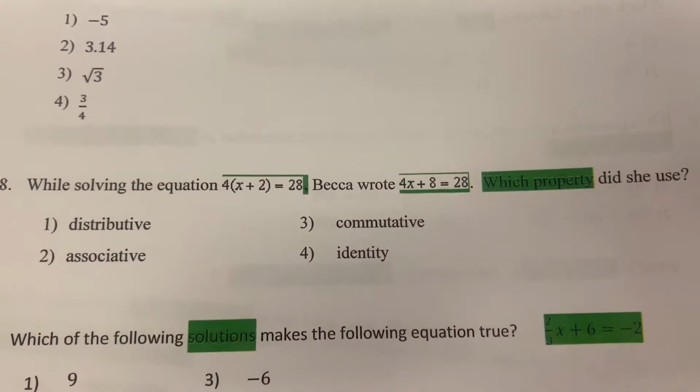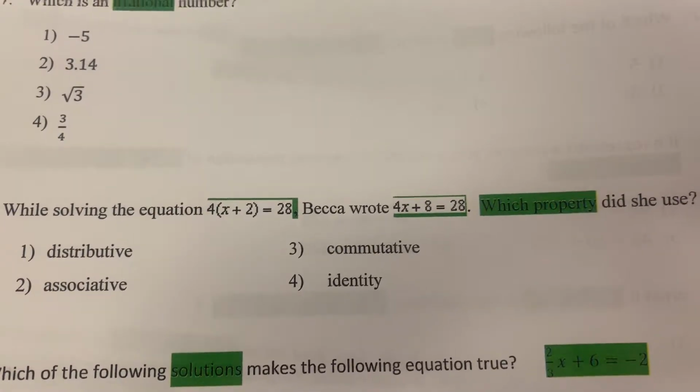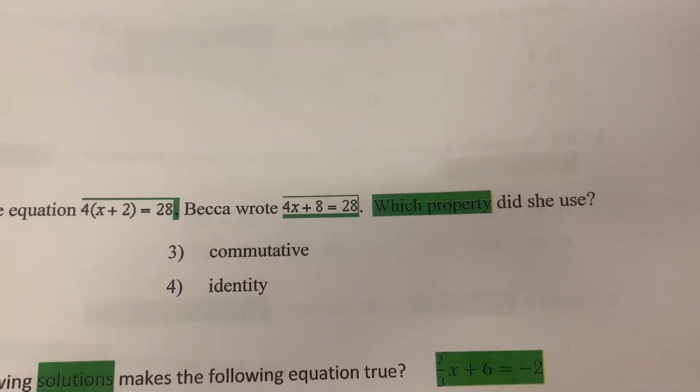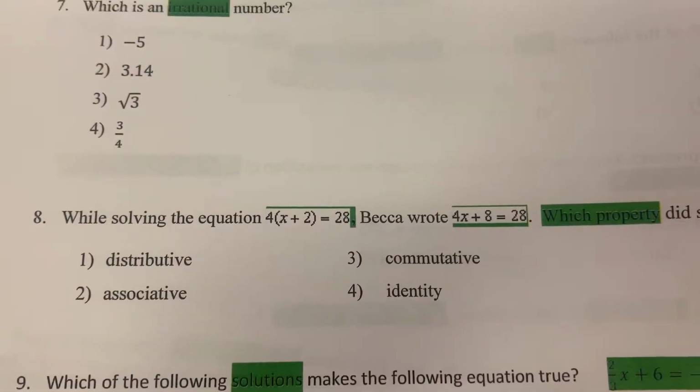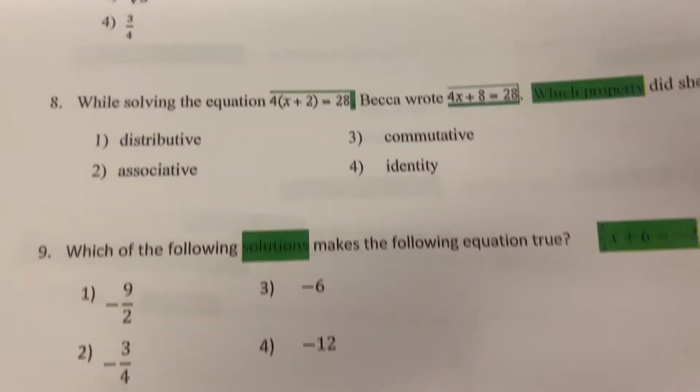Number 8, when solving the equation 4 times x plus 2 equals 28, Becca wrote 4x plus 8 equals 28. Which property did she use? Distributive, associative, commutative, or identity.